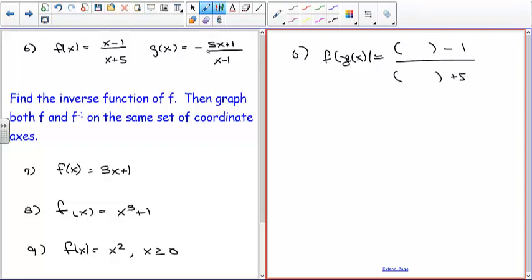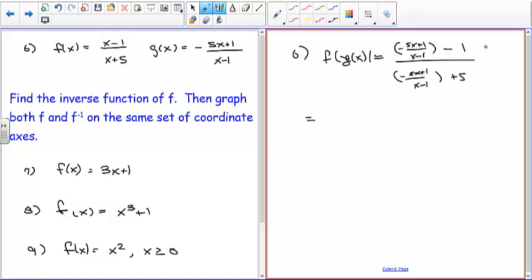But instead of putting x in there, we put negative 5x plus 1 over x minus 1. Don't worry, I'm not going to put this one on the test, but I'm just going to show you how it works. So what you do is you find a common denominator in both the numerator and the denominator.